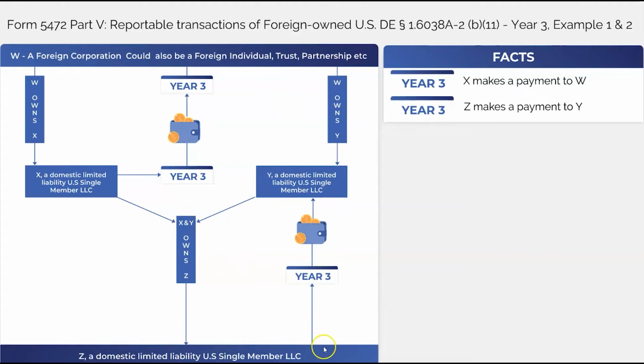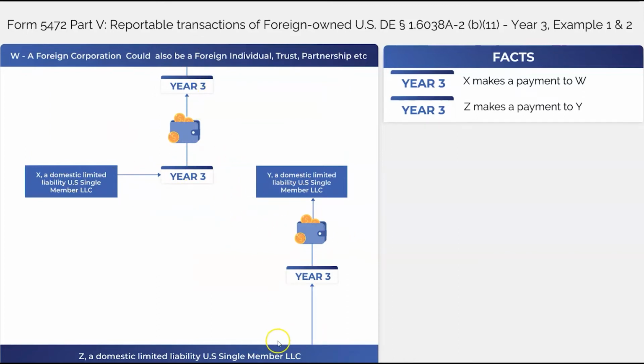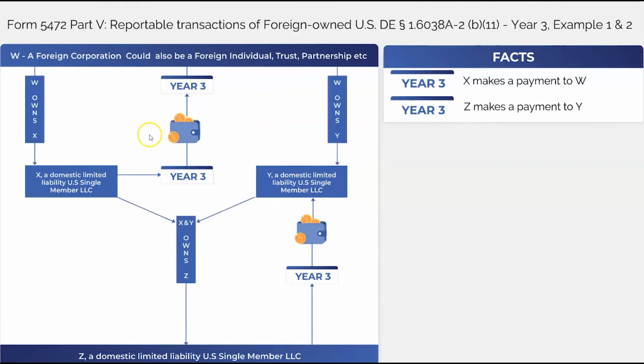But in this case, for year 3 transactions, you have Z paying money to Y. And then the same year 3, you have X paying money to W. So let's roll back and see how that works. Without the other complications, you see that X is sending money to W, Z is sending money to Y. So that all looks good. So we bring in the other complication just to show you the ownership structure.